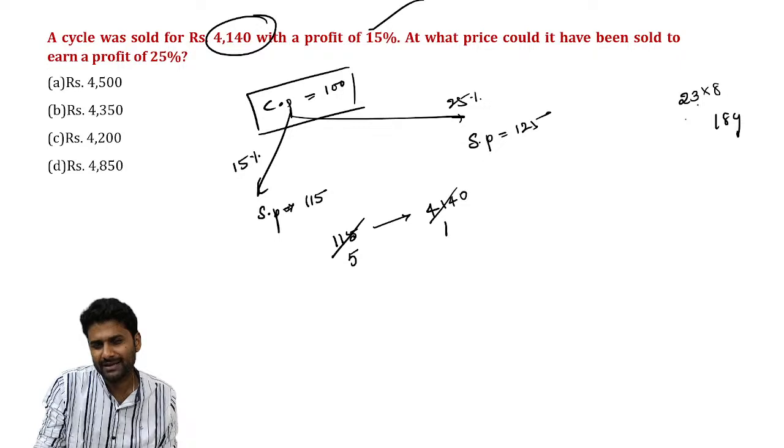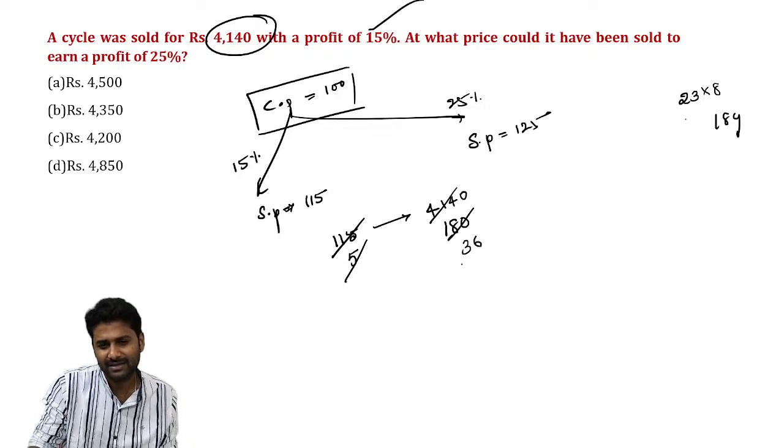So let's go for 8 threes 24, 8 twos 16. So this is exactly 180 times. So again it is exactly 36 times. Each unit is equal to 36.